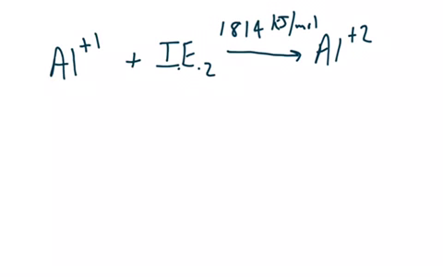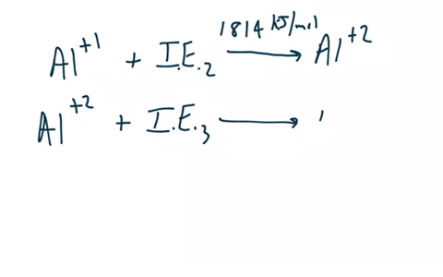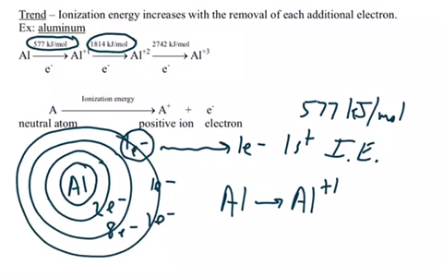When you remove the second electron, it takes more energy than it did to remove the first. Now this trend continues. Let's say that I wanted to remove another electron. I've already removed 2. Let's go after number 3. This is called the third ionization energy. And you're going to notice that when you remove the third, the amount of energy increases even more.